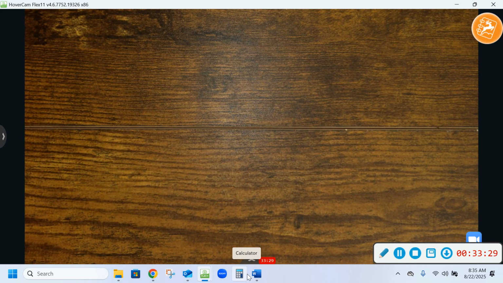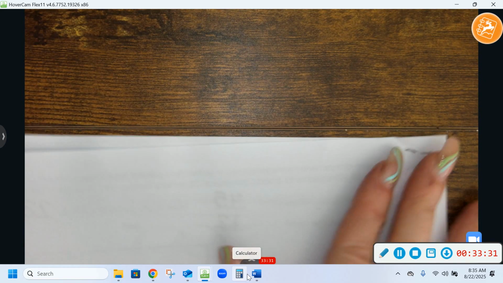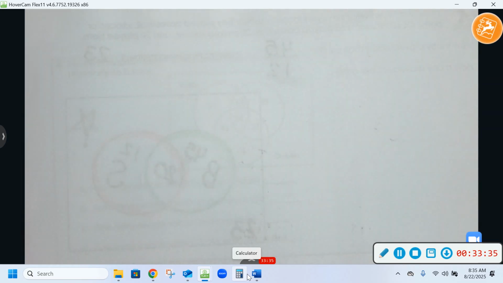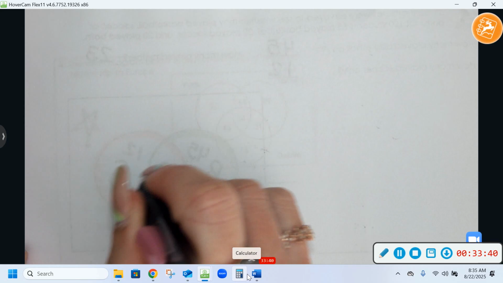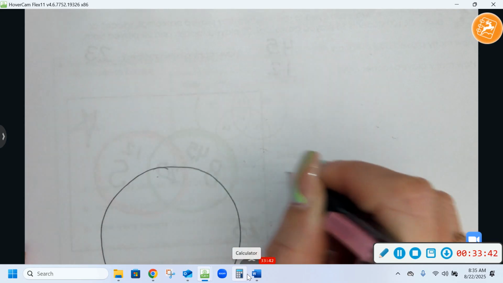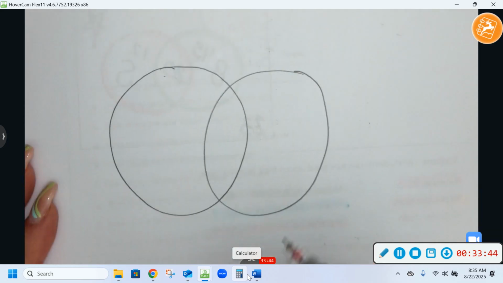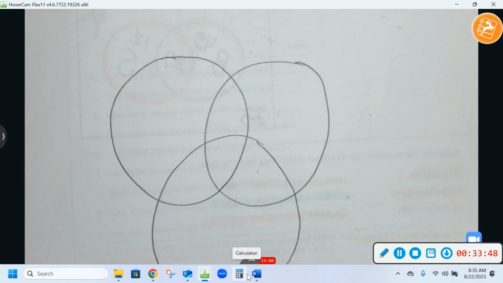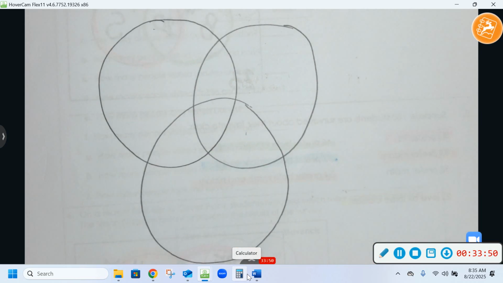Okay, here's your challenge. This is what you're going to do on the very back. I'm going to give you your challenge. It's up to you to get to do it or not do it. You're going to draw a triple Venn diagram on the back. Doesn't need to be perfect. You probably want to draw it a little bigger than I did, but it doesn't really matter.